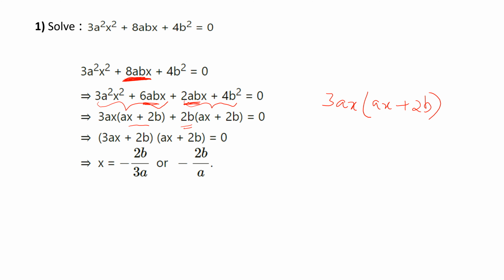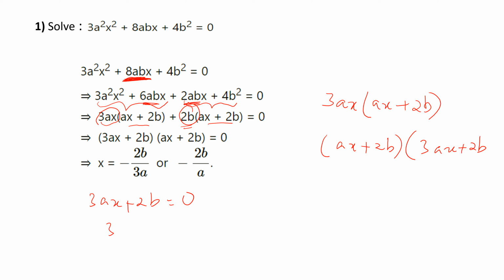So we can see that ax plus 2b is common. So that can be taken outside the bracket. So you take ax plus 2b outside the bracket. So what are the remaining terms? 3ax and 2b. So the next bracket will contain 3ax plus 2b. And when you equate to 0, 3ax plus 2b equal to 0, 3ax is equal to minus 2b, x is equal to minus 2b by 3a.